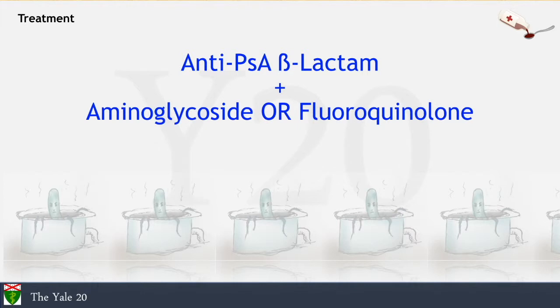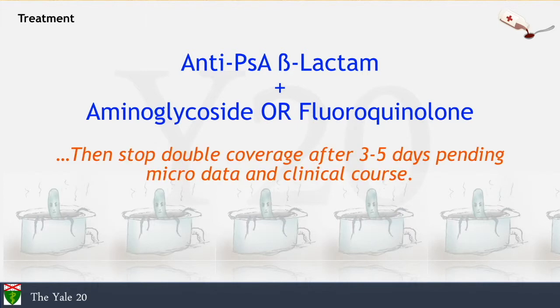And all that said, if you're going to double cover, even if it turns out to be Pseudomonas, you want to stop the double coverage and narrow to a single anti-pseudomonal agent after 3 to 5 days. So let the micro data come back, see what seems to be working or not working, and go from there.